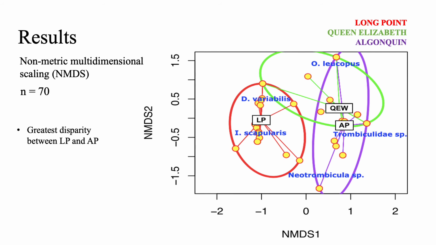Long Point and Algonquin Park had the greatest dissimilarity in species distributions, where there were no overlapping ectoparasites found on hosts. So even though neotrumbiculid mites were found on mice in Long Point and Algonquin, they were not found frequently on Long Point mice, and were not found on hosts that also had blacklegged ticks or wood ticks present.